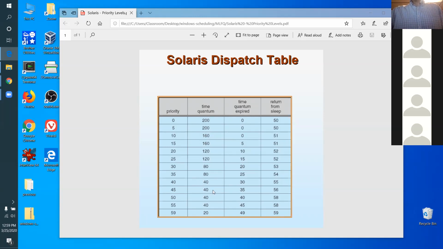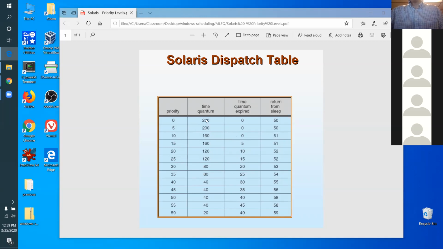Notice that when you use up a time quantum, you don't always jump down to the next lowest priority. If you're in priority 45, your time quantum is 40, but if you use it up, you drop 10 levels down to 35. If you're in 35 and you use up your 80 millisecond time quantum, you drop down to 25. If you're at 25 and you use up your 120 millisecond time slice, you drop down to 15. Then if you're at 15, you drop down to level 5. And if you're at level 5, you drop down to 0.